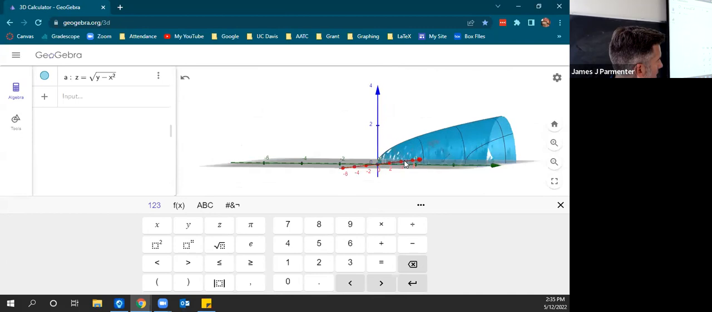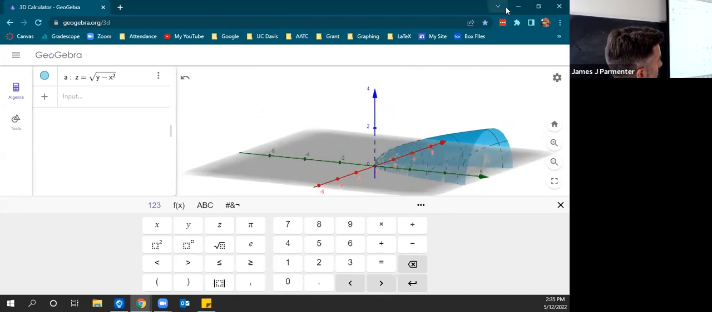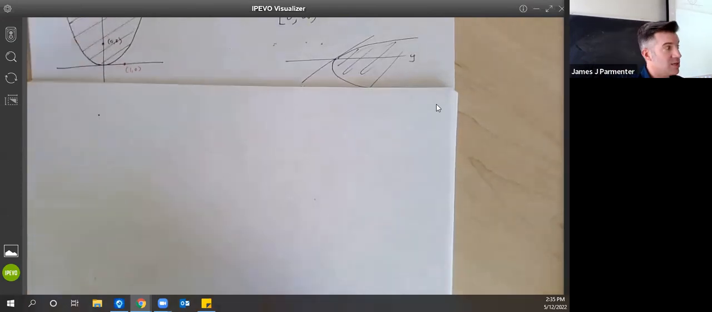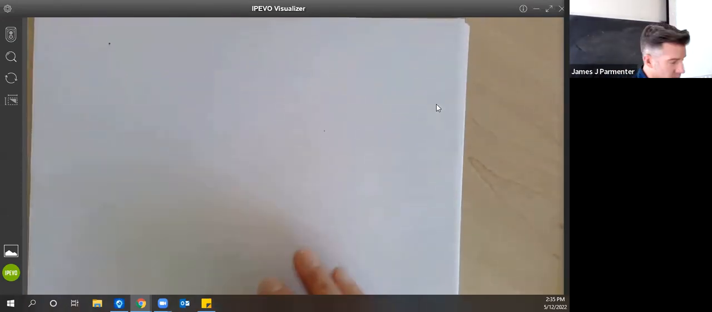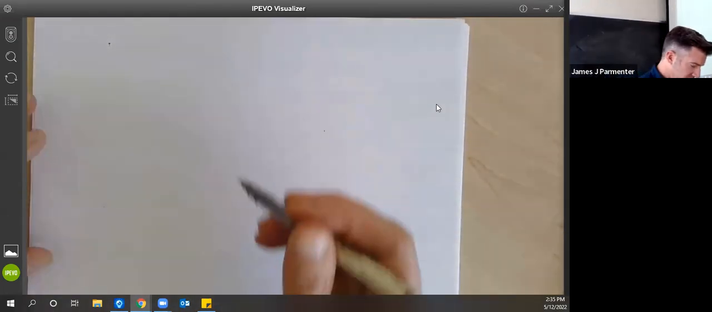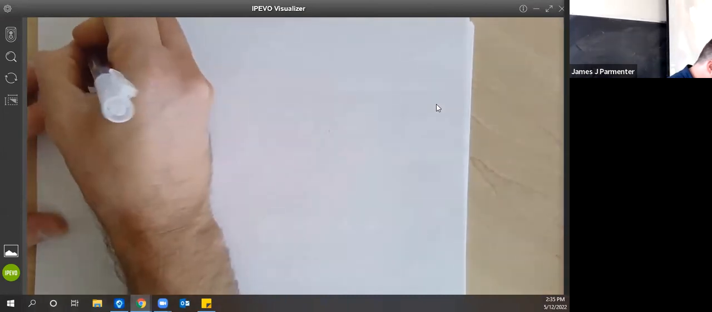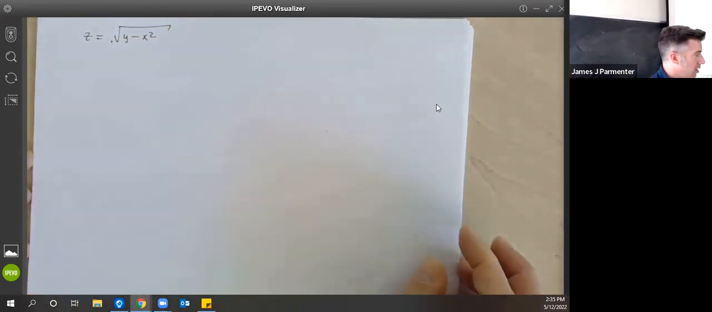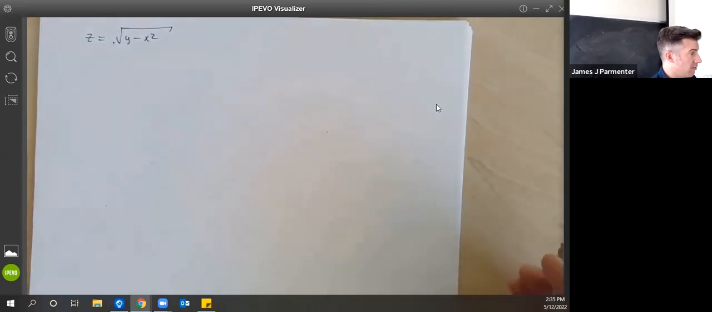We could probably draw it. I guess we should. But you definitely, I would say, use the tools available to you to help you draw things nicely or to even just visualize what they might look like. So if I was going to try and draw this z equal to the square root of y minus x squared, I would probably draw some level curves.